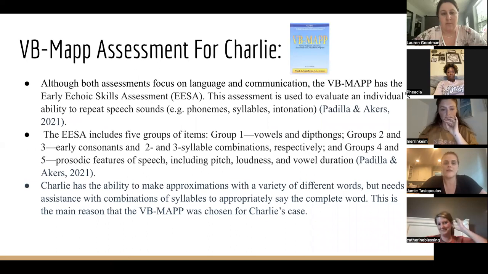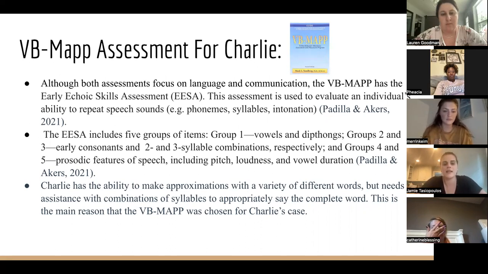Although both assessments focus on language and communication, the VB-MAP has the Early Echoic Skills Assessment, also known as EESA. This assessment is used to evaluate an individual's ability to repeat speech sounds, such as phonemes, syllables, and intonation. The EESA includes 5 groups of items. Group 1, vowels and diphthongs. Groups 2 and 3, early consonants and 2 and 3 syllable combinations, respectively. And groups 4 and 5, prosodic features of speech, including pitch, loudness, and vowel duration.